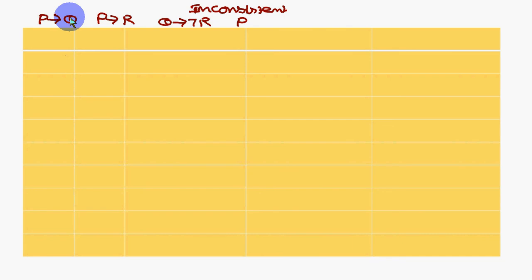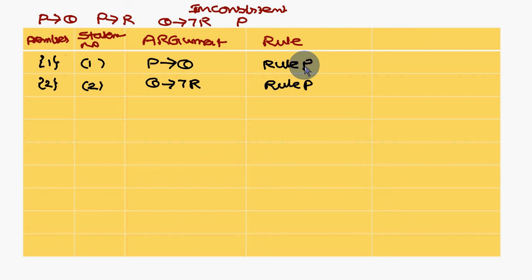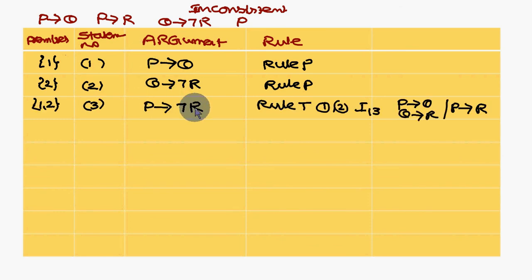P conditional Q, P conditional R, Q conditional not R, and P. Only premises will be given in an inconsistency or consistency problem. There is no conclusion at all. So first I am introducing P conditional Q as rule P. Next, Q conditional not R as also rule P. Q will get cancelled.